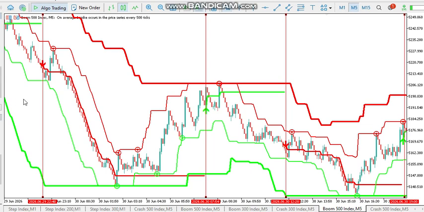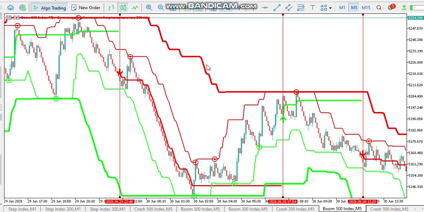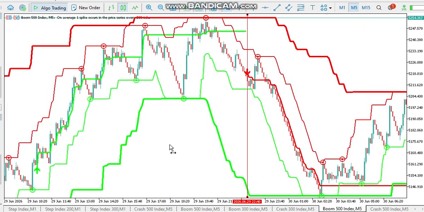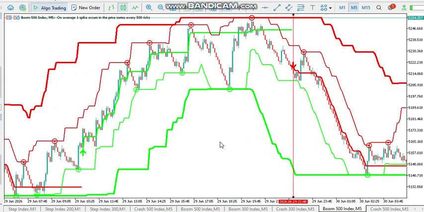You can see how big this one is from this particular level up to this particular level. You can see that up to this particular level. So that's massive. So let's go for more. Let's check for more so that you can see that this particular indicator is really working.